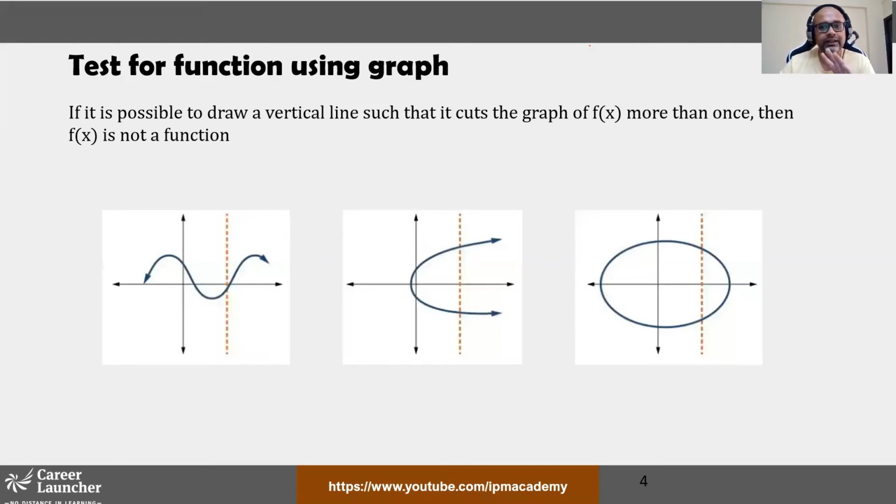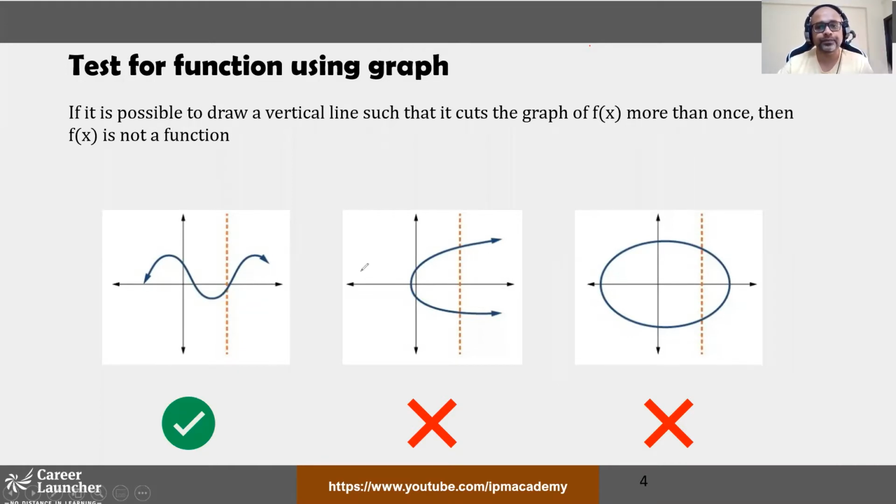Take a look at these three graphs. Tell me which of these are functions and which are not. Test for yourself. Pause the video. It should take you very quickly, not more than 2-3 seconds. Well, continuing, for those of you who have paused, this is the answer. You can check. The first one is a function. Why? Any vertical line you try to draw will cut the graph only once.